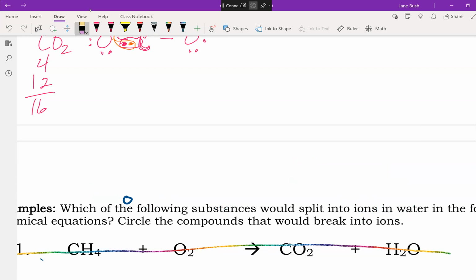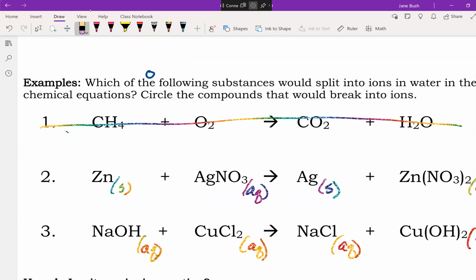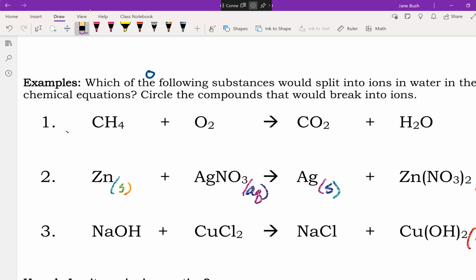So let's talk now about substances that will break apart in water. Surprise, you are in chemistry. CH4. Will that ionize? Will that dissociate in water? No. So this one will not dissociate. What kind of reaction is that? It is combustion. Combustion reactions are not ionic.